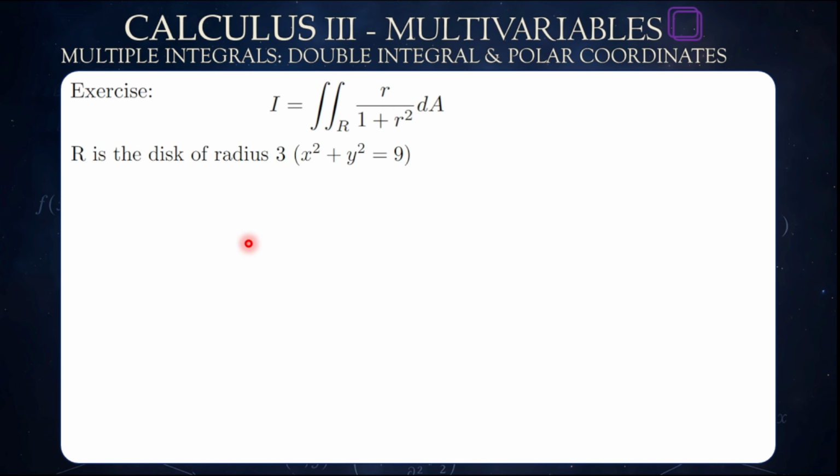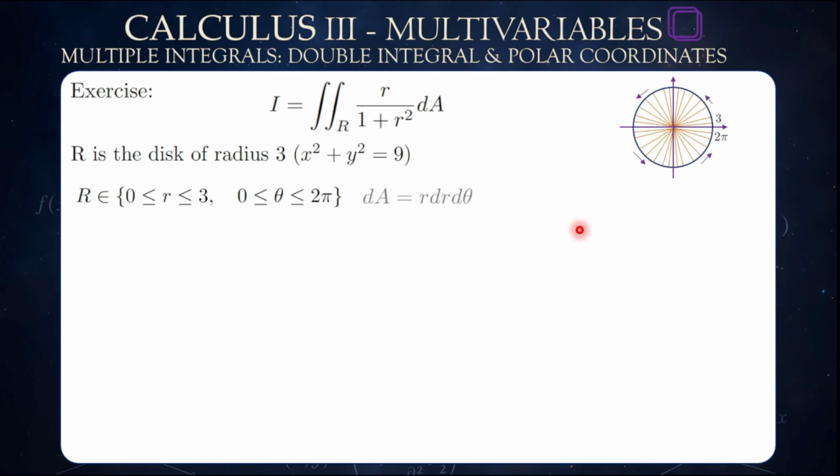A new exercise: I equals the double integral of r divided by 1 plus r squared dA, where the region R is the disk of radius 3, given by x squared plus y squared equal to 9. Let's draw the region. The region is simple. It is a disk. Then the radius goes from 0 to 3, which is the maximum outside bound, and theta goes from 0 to 2 pi, a full rotation around the disk.